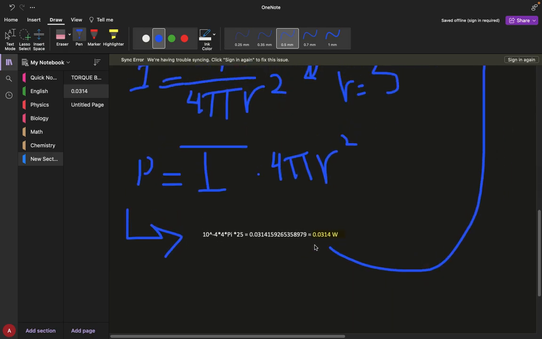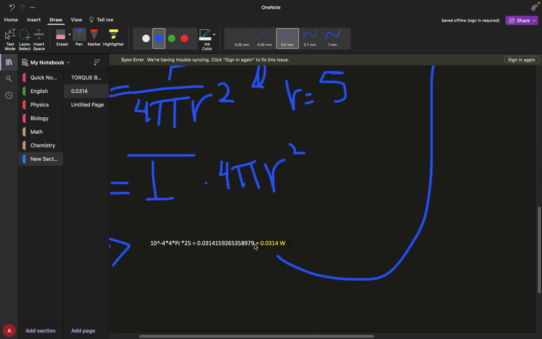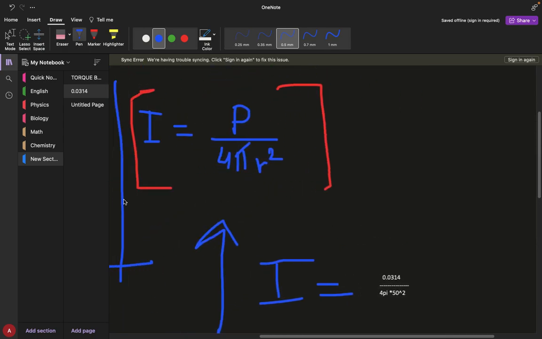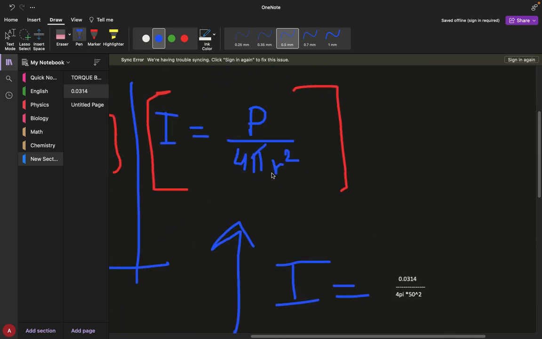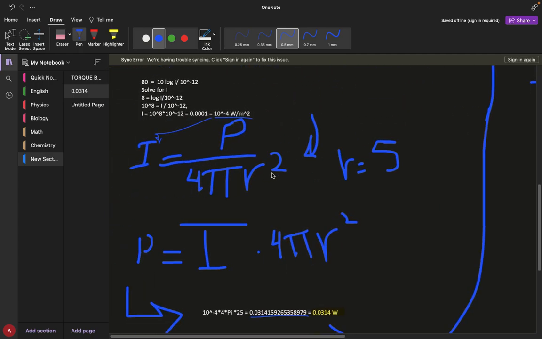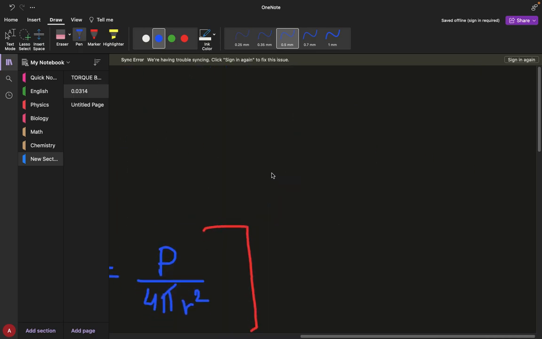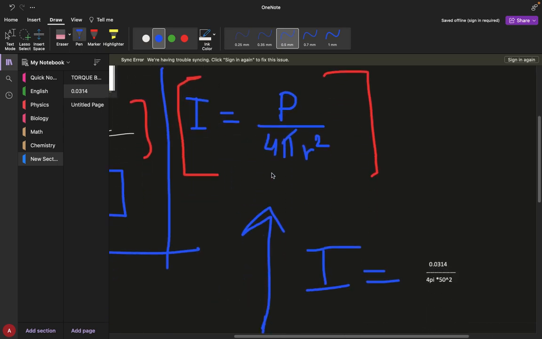So we find the power equals 0.0314 watt, and then we plug this, or you could take the whole number, I don't mind, into this equation, but instead of radius being 5, we pick 50. Let's try it. Let me just find the power first so I can plug it in there. 4 times pi times 25. Power found. Okay, now here, power divided by 4 pi times 50 squared.